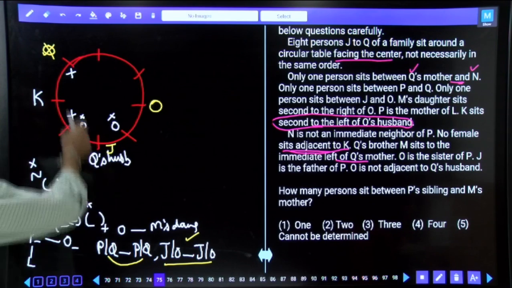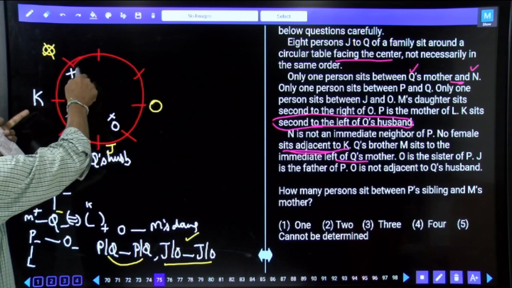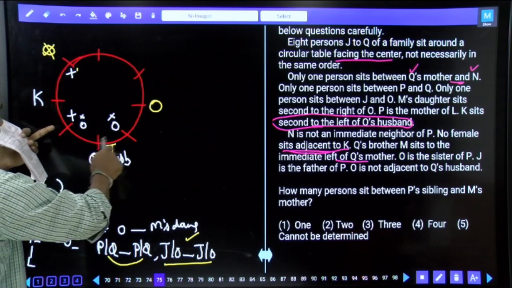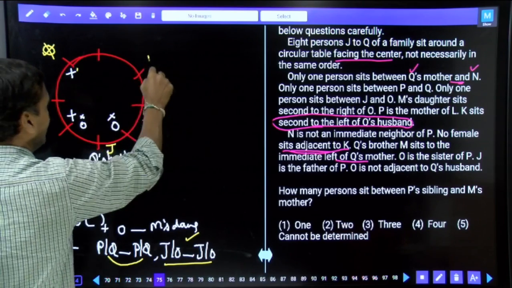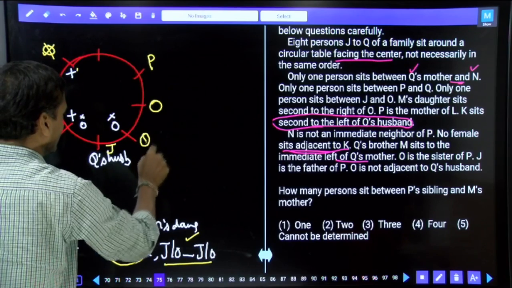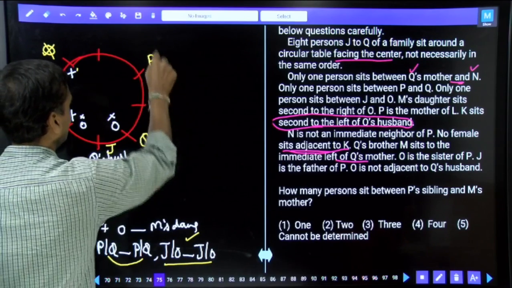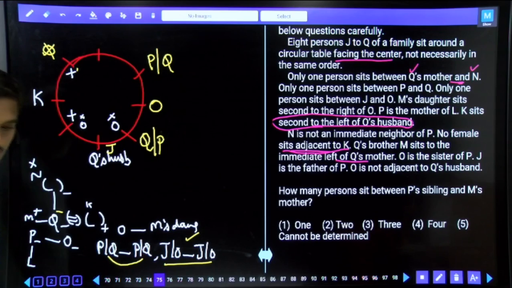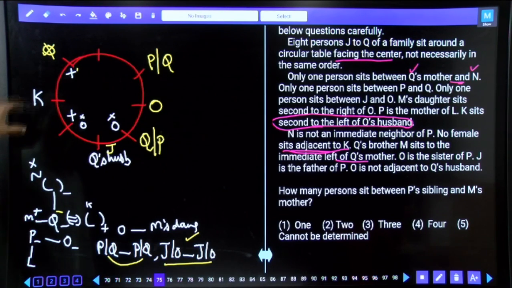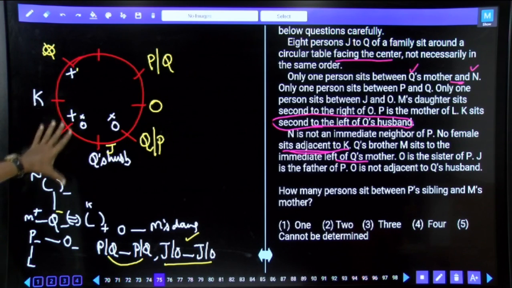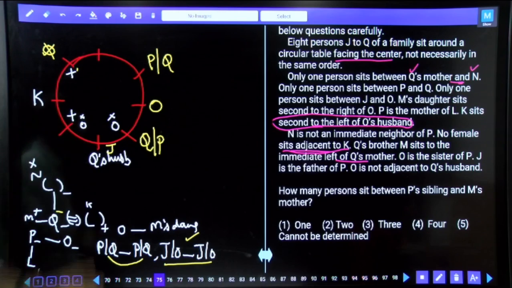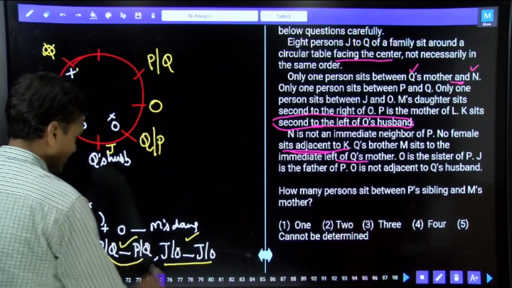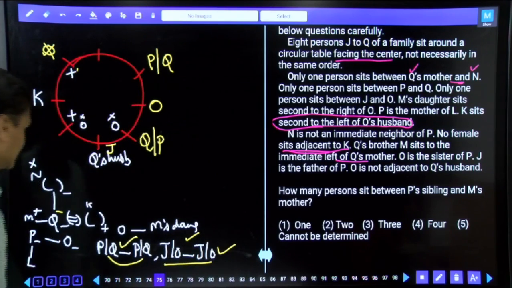Now, both these two persons, P as well as Q, are females. As both are females, P and Q cannot be here, cannot be here, and so on. What is the only possibility we have? If P is here, then Q will be here. Are you following this one or not? Because both P and Q are females, they cannot be at any one of these places, and the only left out place is here. Hence, we have used this information as well.